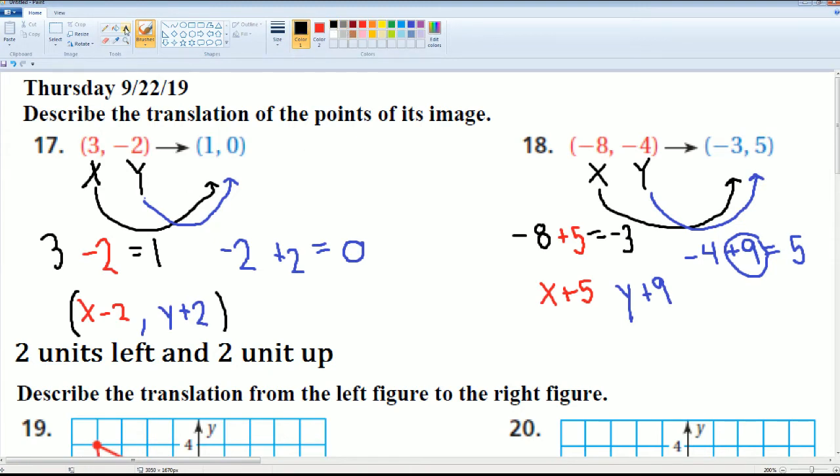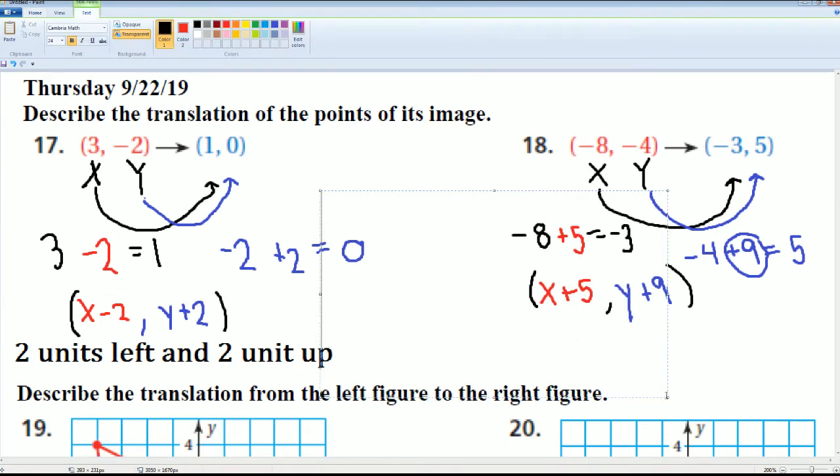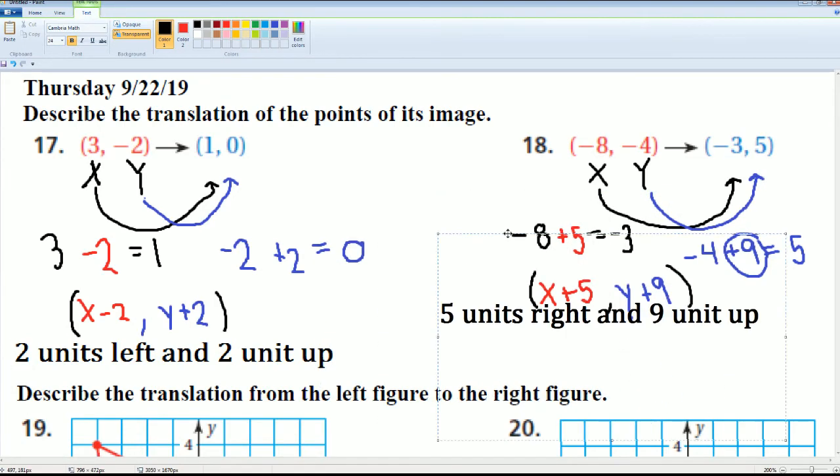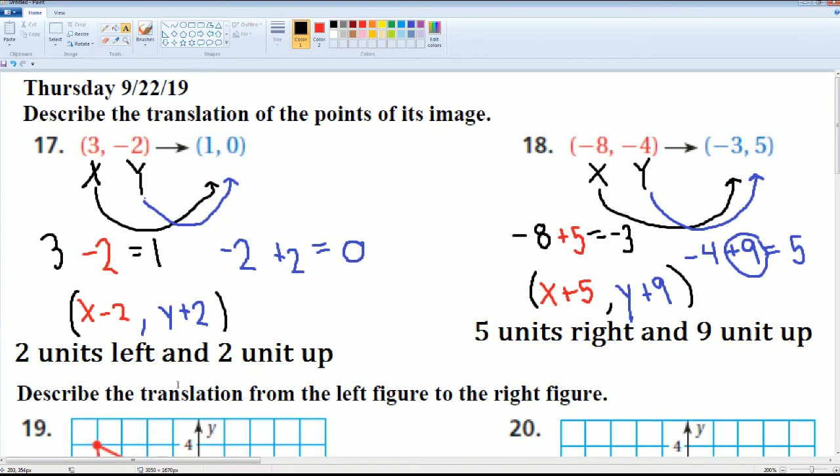Okay? So comma, parentheses. So x was plus 5, so that means it's 5 units right, because it's positive, and y is plus 9, so that is 9 units up. Okay, there you go. So that's the answer for 17. That is the answer for 18.